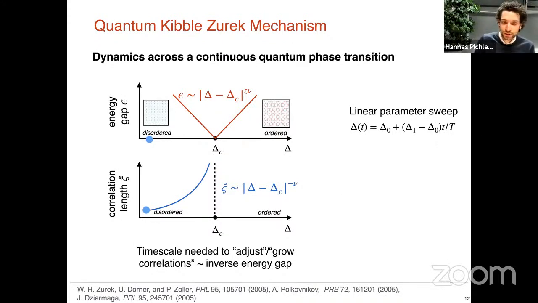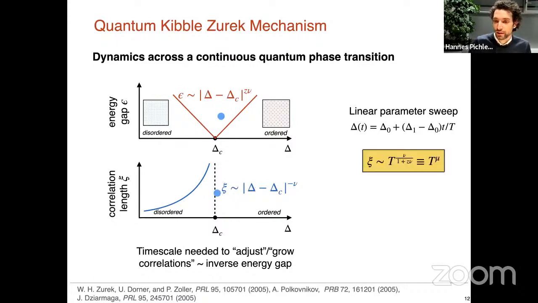And what happens, of course, is that if you do it slowly, the system initially will follow the instantaneous ground state, and the correlation length will grow accordingly if you're staying adiabatic. But since you're going at a finite speed and the energy gap closes, eventually you will reach a point where you can no longer be adiabatic with respect to this energy gap, and you will create excitations. Correspondingly, the correlation length can no longer follow this divergent behavior, and you will end up with some finite correlation length.